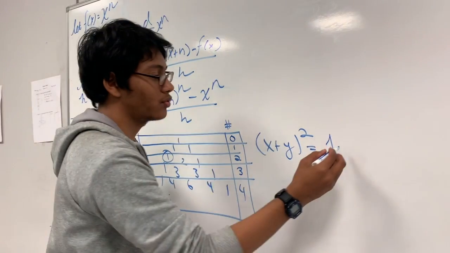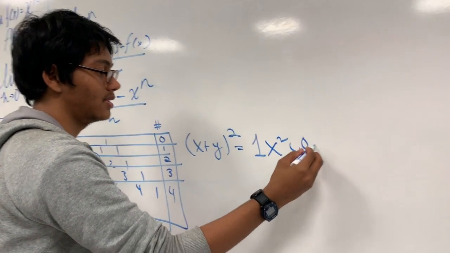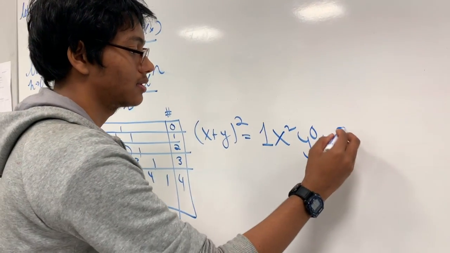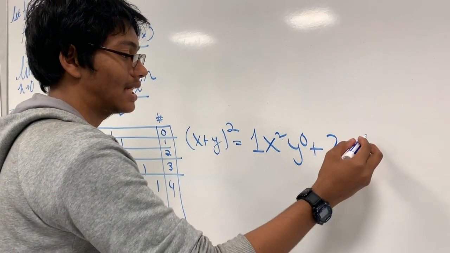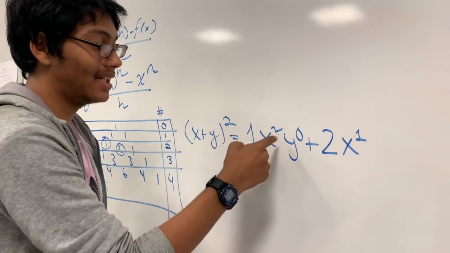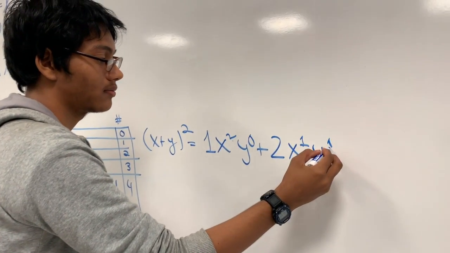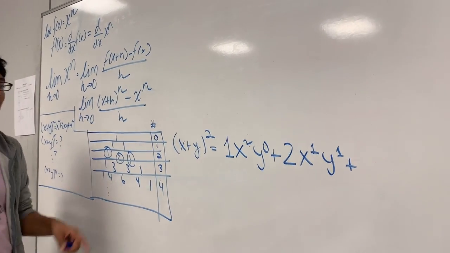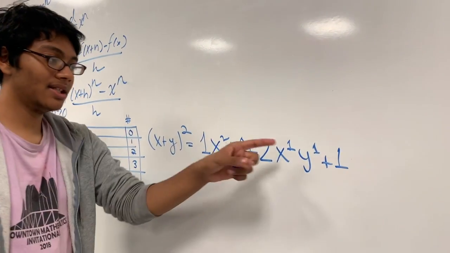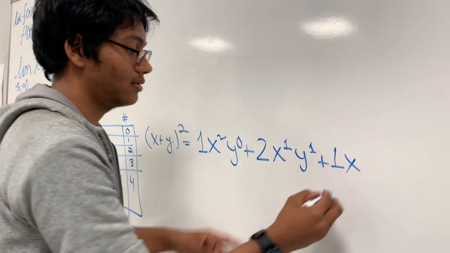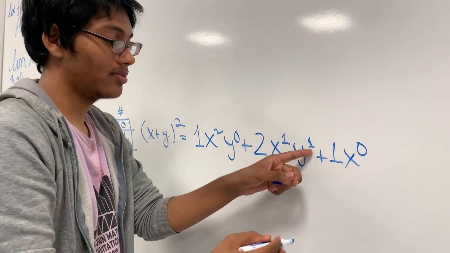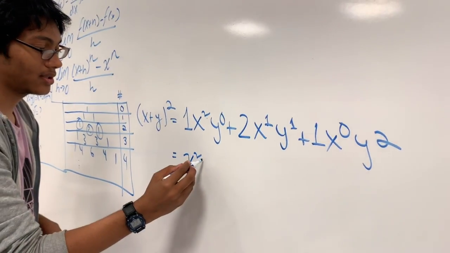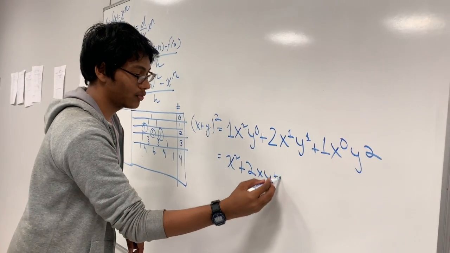Then I'm going to take x and square it. And y is simply going to be to the power 0. What about my second binomial coefficient? That's 2. So I'm going to take 2, decrease the exponent of x by 1 and increase the exponent of y by 1. And for my final term, I have my last binomial coefficient as 1. Once again, I'm going to decrease my exponent here to 0 and increase my exponent here to 2. Once you simplify that, you get the classic x squared plus 2xy plus y squared.